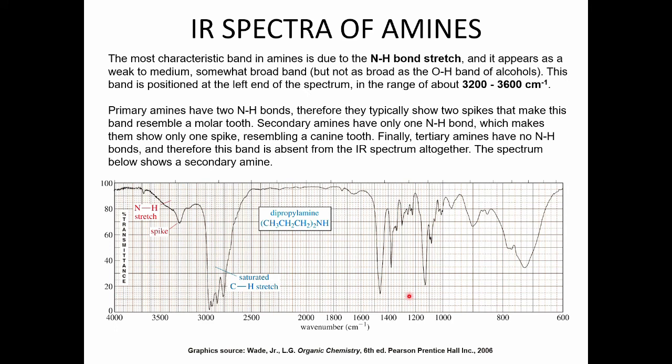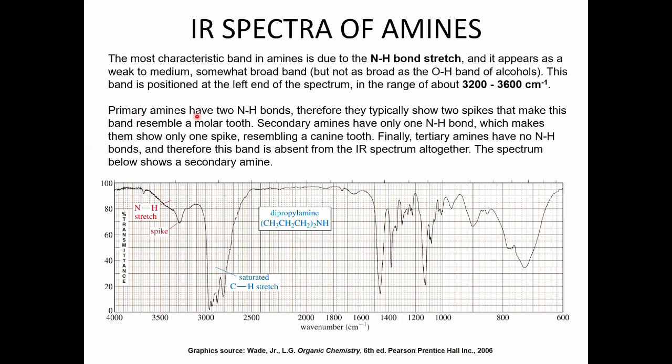The next spectrum that we want to look at is that of the nitrogen-hydrogen bond. This bond is usually positioned at the left of the spectrum, really high up, around 3200 to 3600. And you can see that it's a very, very weak band. So if you know that you have a nitrogen that is only bound to a hydrogen, you can expect a very weak band really high up in the spectrum.